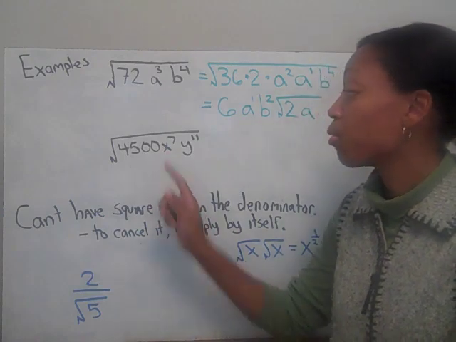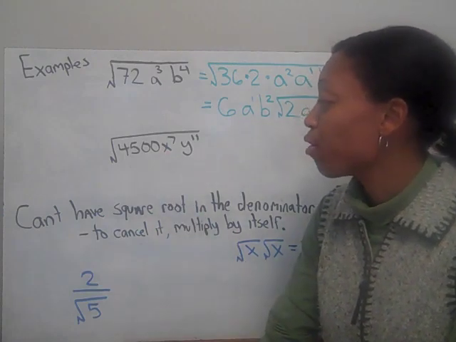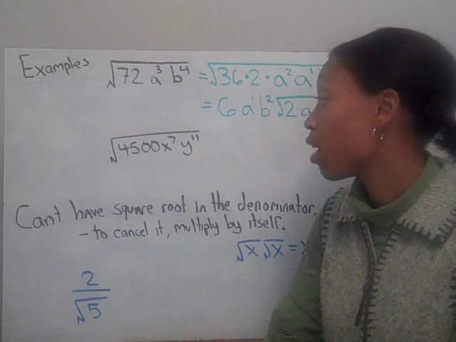Here's another example. What is the square root of 4500 x to the 7 y to the 11?